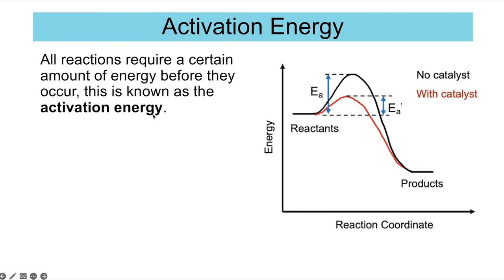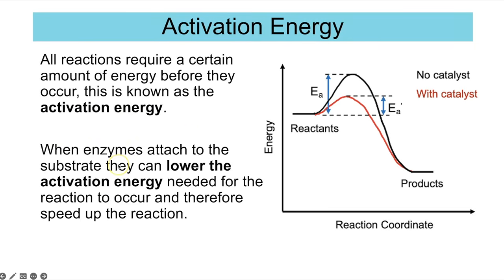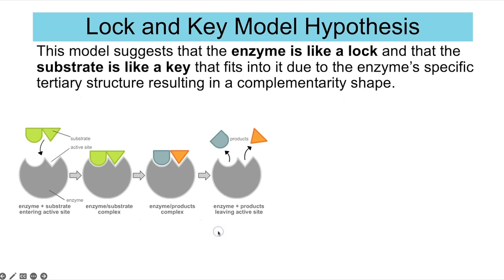So if we think about how they are speeding up these chemical reactions, it's because all reactions require a certain amount of energy before they occur, and that is known as the activation energy, which you'll be familiar with from chemistry at GCSE. When enzymes attach to the substrate, they lower the activation energy needed for the reaction to occur, and therefore they speed up the reaction.